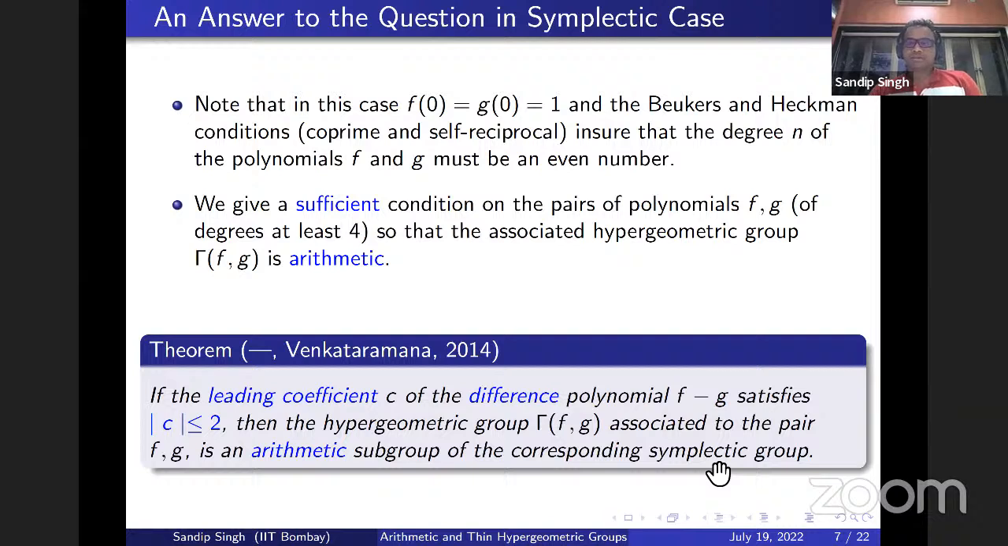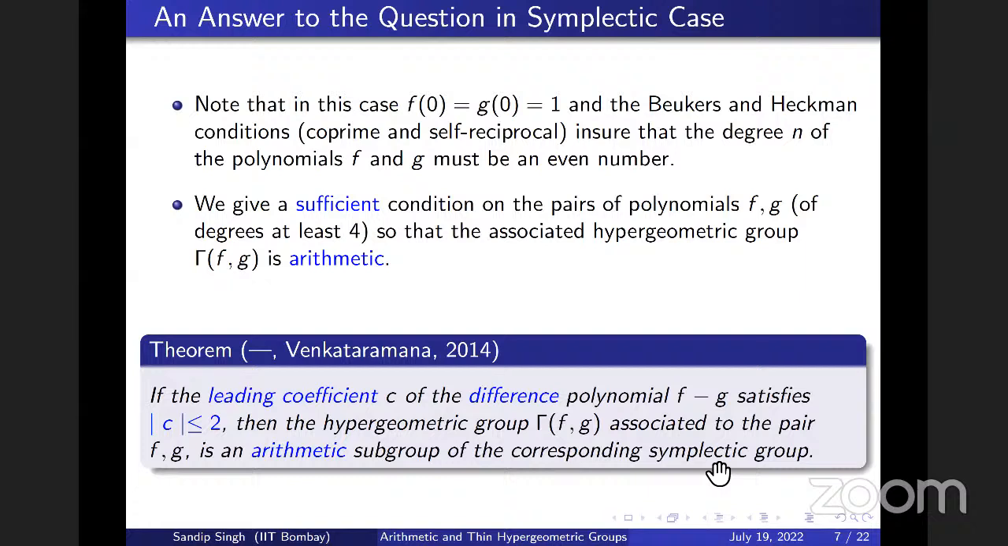Okay. So if you have integer coefficient polynomials satisfying Beukers and Heckman conditions for the symplectic case, and someone asks whether the associated hypergeometric group to that pair is arithmetic, this gives a sufficient condition. If you know that f minus g has leading coefficient plus minus 1 or plus minus 2, then you can immediately tell that the corresponding hypergeometric group is arithmetic using this theorem.